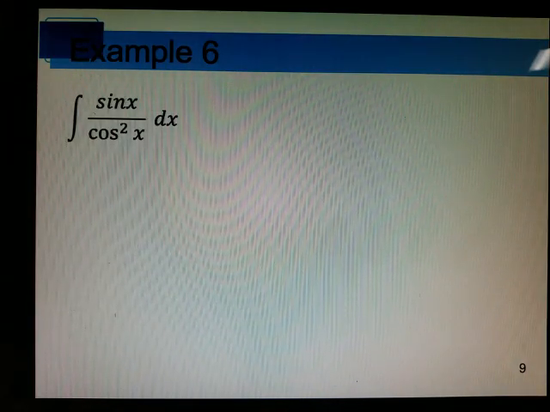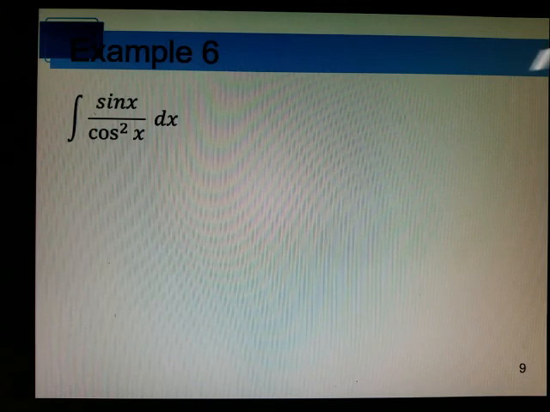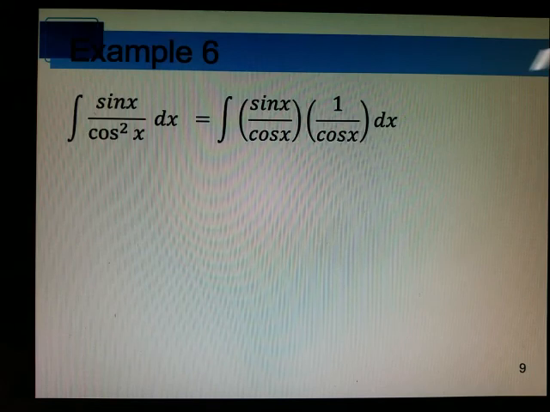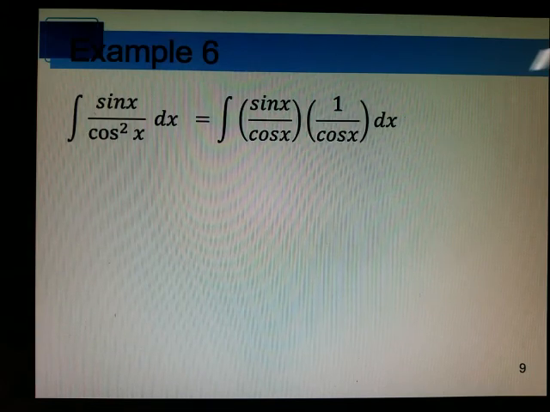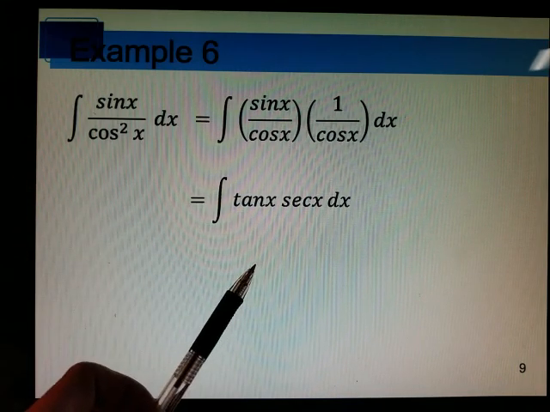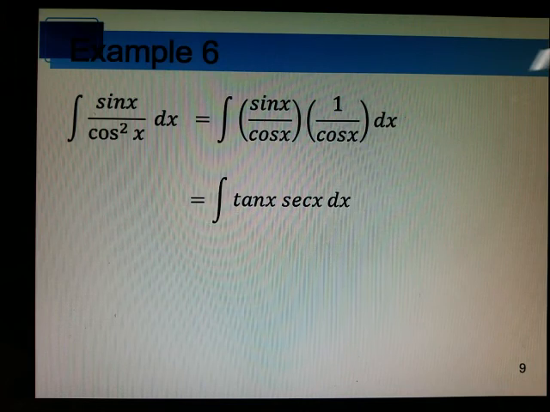So we want to integrate the sine over the cosine squared. Now I do know if I break that up as sine over cosine times 1 over cosine, the sine over cosine happens to be the tangent, and 1 over cosine happens to be, hopefully you were thinking, the secant. See, now I can integrate the tangent secant. The derivative of what is tangent secant? Well, that would be the derivative of the secant.